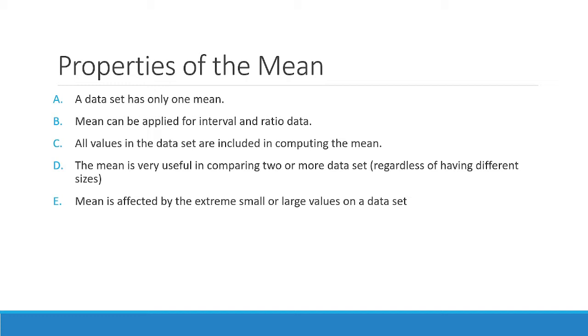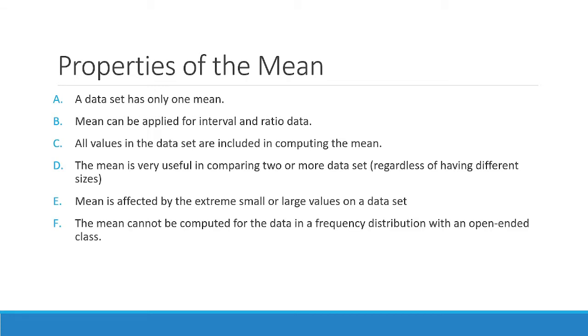So, another thing, mean is affected by extreme small and large values on the data set. For example, if most of your data ranges from 18 to 75, then you got one measurement that is 150. Okay, that 150 can greatly affect your computations of the mean.